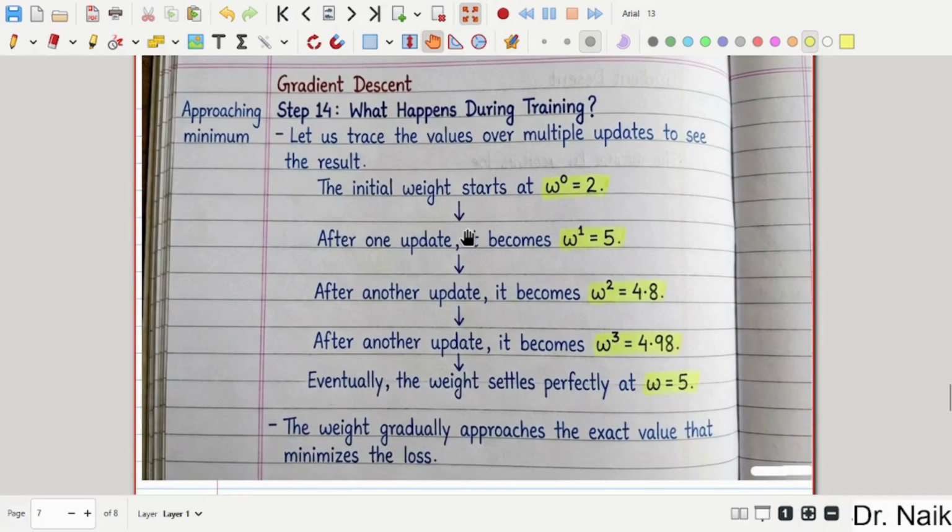For example, if the initial weight W superscript 0 is 2 and after one update it becomes W superscript 1 is equal to 5, and after another update it becomes W superscript 2 is equal to 4.8, and after another update it becomes W superscript 3 is 4.98, and eventually the weight settles perfectly at W is equal to 5. The weight gradually approaches the exact value that minimizes the loss.